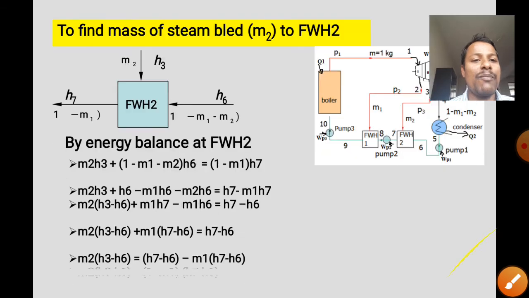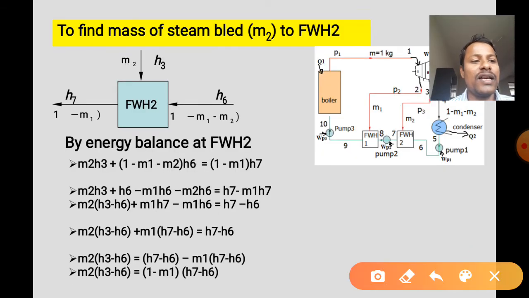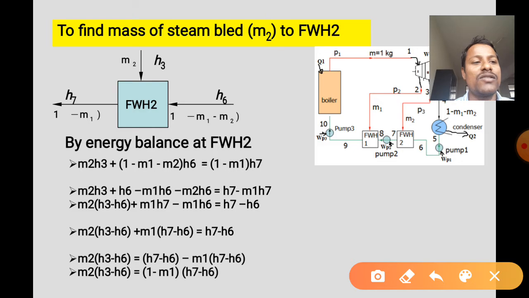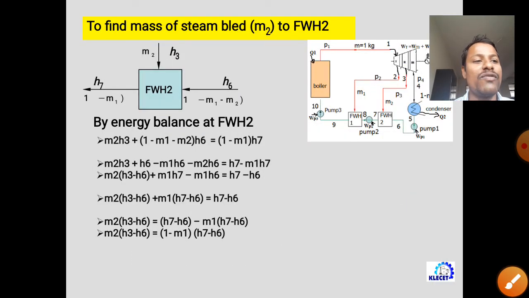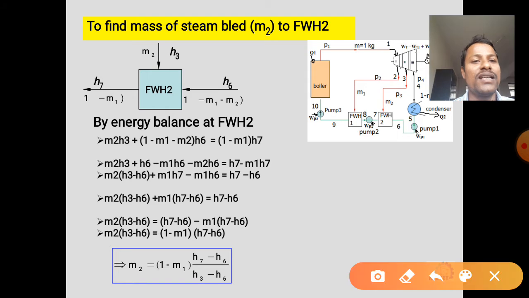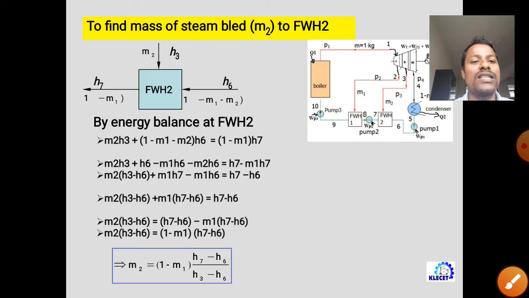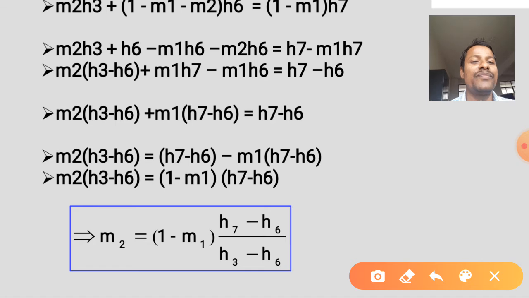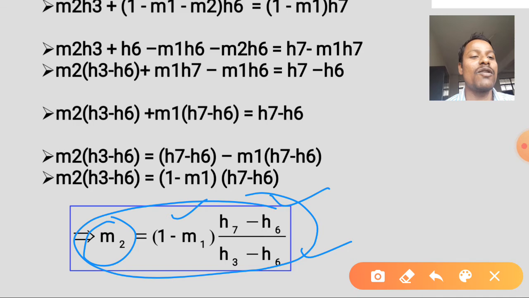Then we will combine. I will take H7 minus H6 common, so that 1 minus M1 into H7 minus H6. From this expression I will be able to get the expression for M2, that is shifting this H3 minus H6 to the RHS. So this will give me the formula for the mass of the steam bled from the steam turbine and fed into the feed water heater 2. That is M2 is equal to 1 minus M1, H7 minus H6, divided by H3 minus H6. So this is the formula.